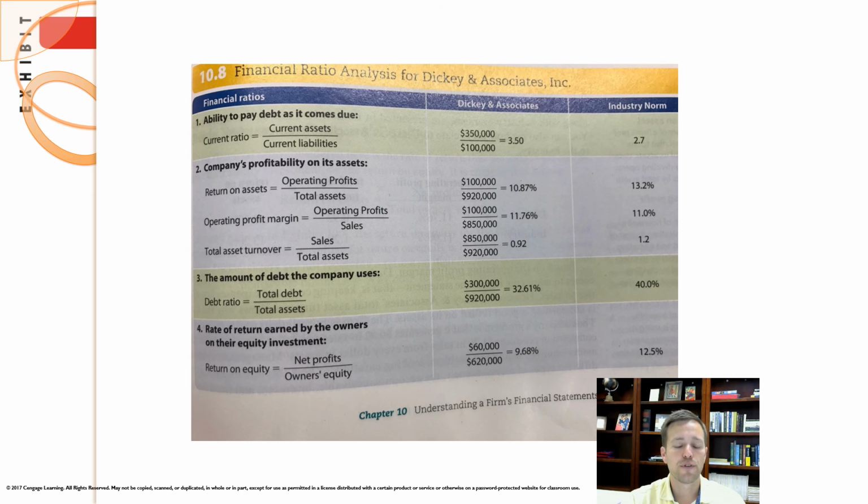Here's an opportunity for you to do this on your own. Compare the ratios from Dickey & Associates to the industry norms and come up with a conclusion. How are they doing on ROA? How are they doing on current ratio? How are they doing on debt ratio? How are they doing on return on equity compared to others, the typical norm in their industry?